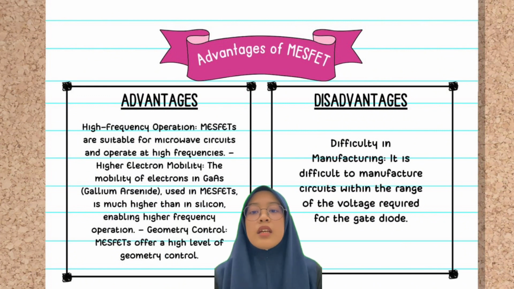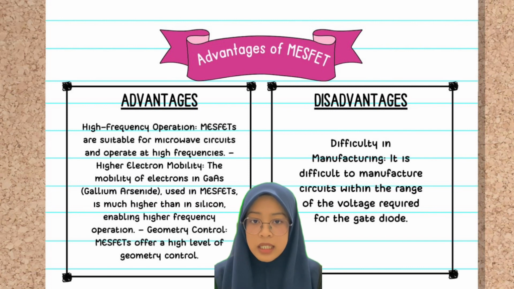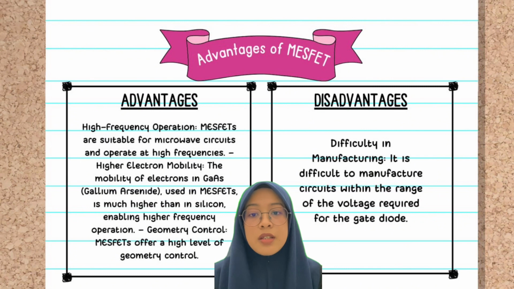So MESFET has advantages and disadvantages. The advantage of MESFET is high frequency operation, which is MESFETs are suitable for microcircuits and operate at high frequencies. Higher electron mobility. The mobility of electrons in GaAs used in MESFETs is much higher than in silicon, enabling higher frequency operation. Geometry control. MESFETs offer a high level of geometry control. Next, the disadvantage of MESFET. Difficulty in manufacturing. It is difficult to manufacture circuits within the range of the voltage required for the gate type.